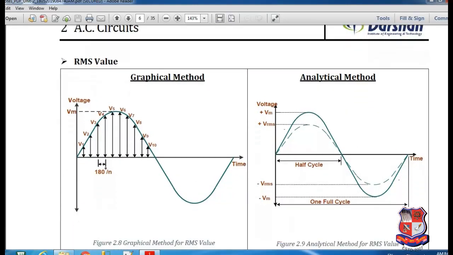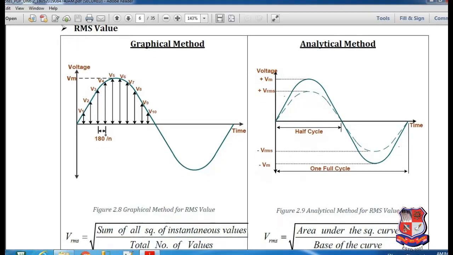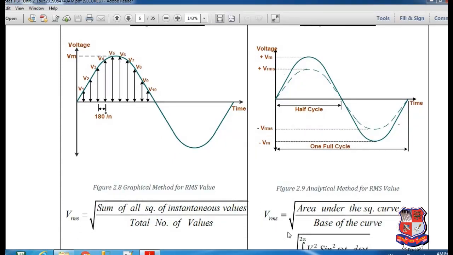Same way we are going for the RMS value. The RMS value again has 2 types of method. The first one is the graphical method, and the second one is the analytical method. There is a graph for the graphical method as well as the analytical method. Now what is the definition of the RMS value? RMS stands for root mean square value. So VRMS is equal to the area under the square curve divided by the base of the curve.